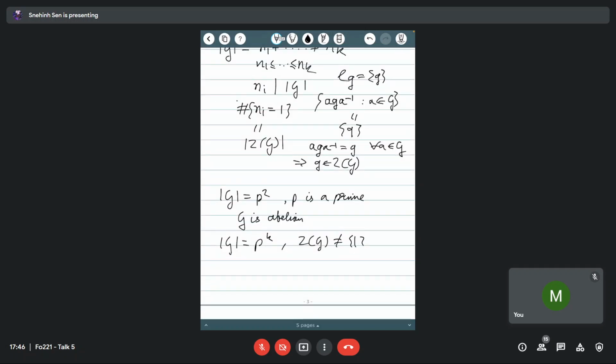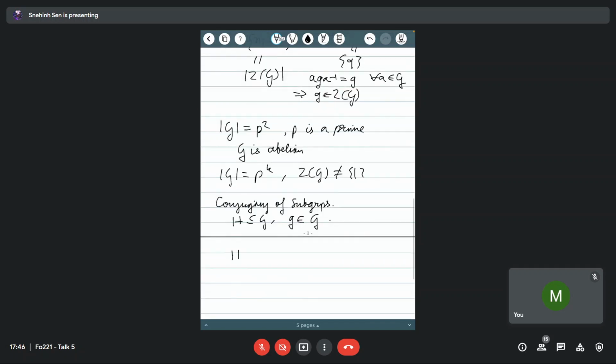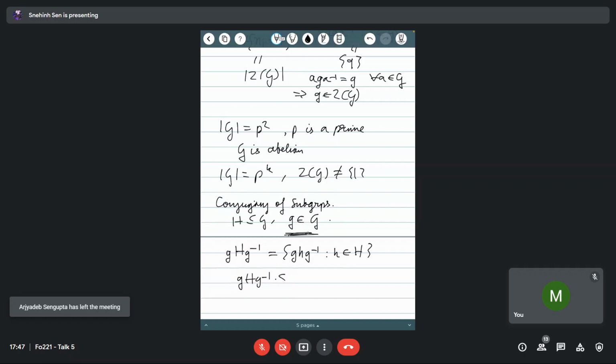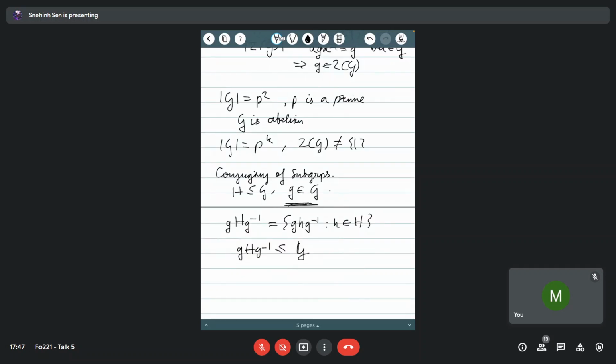Now, there is one more concept called the conjugacy of subgroups. I'm sure you have seen this as well. If H is a subgroup of G and g is an element of G, then I'll define, or perhaps I'll just avoid the notation. I'll consider this thing, which is basically the set of all elements of the form g h g inverse, where h belongs to H. g is fixed, by the way, over here. Then you can show that this is a subgroup of G, and it's not very hard to see that it is a subgroup.